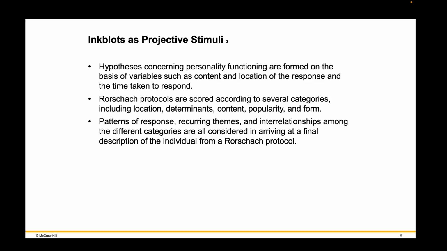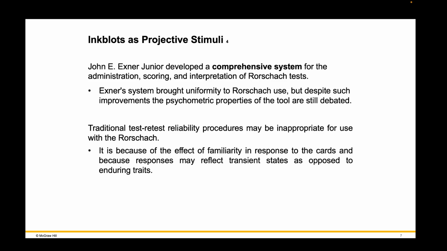Kaya nga I think it's more helpful to use it with the clinical clients rather than the non-clinical clients. Personally. Okay, so dahil nga namatay si Hermann Rorschach before he was able to come up with a scoring system for his test, it was John E. Exner Jr. who developed the comprehensive system for the administration, scoring, and interpretation of the Rorschach test.